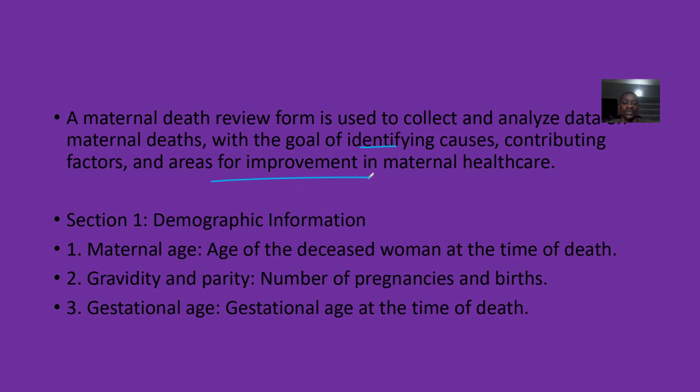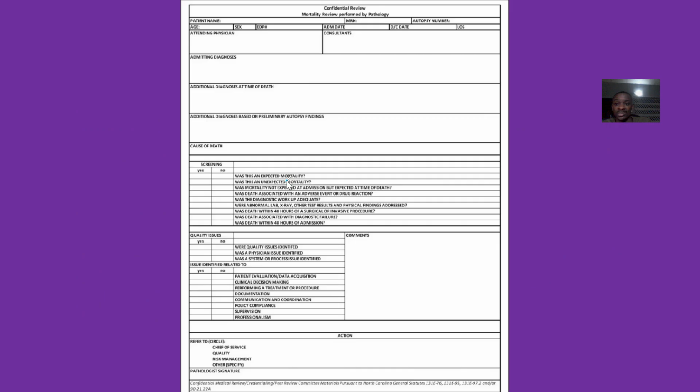All right, so the type of information you might actually need to collect in a maternal death review form is her age, the number of pregnancies and births she has ever had, gestational age, the age at which she died, the age of the pregnancy at which she died. So can you understand? You can pause to observe. This is another form here, okay?